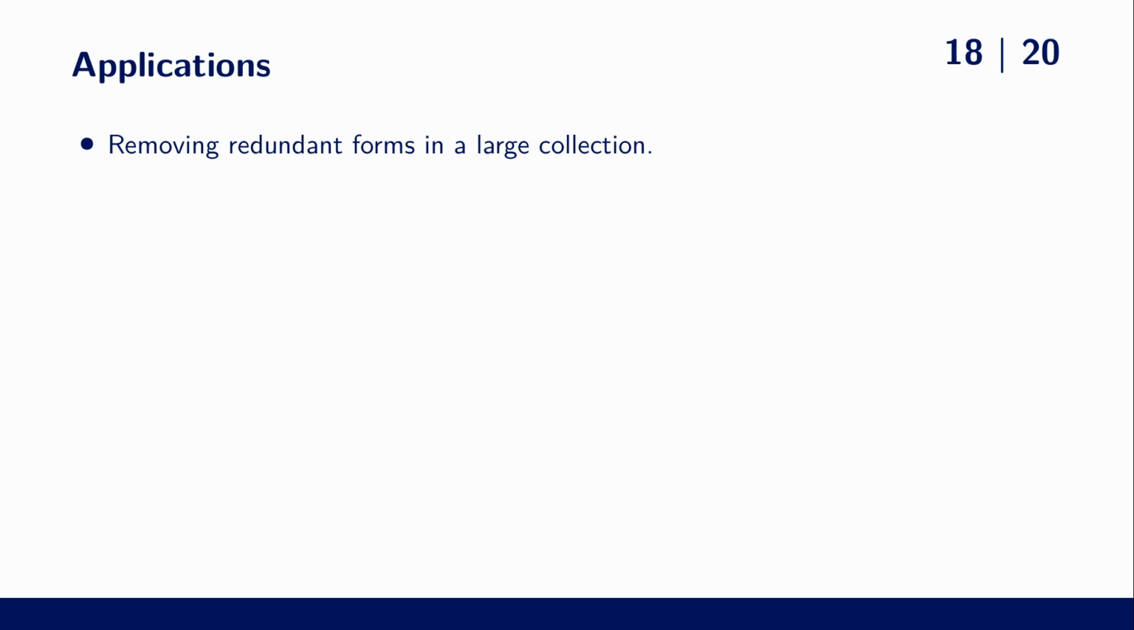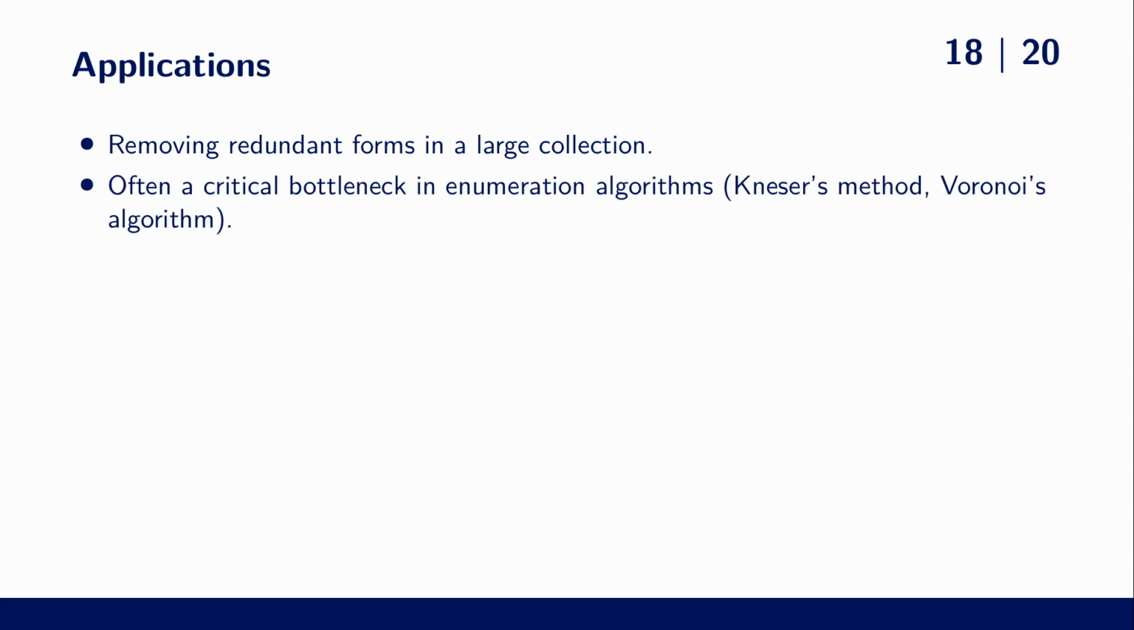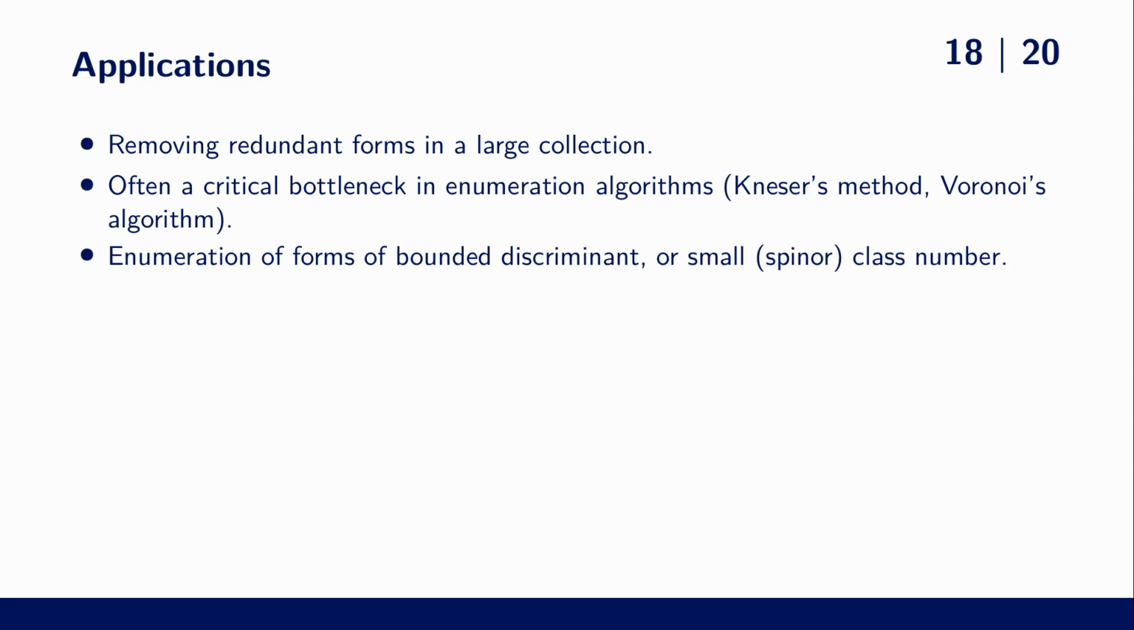Now, some applications. Well, in general, the main application is removing redundant forms in a large collection. And this is often a critical bottleneck in enumeration algorithms, such as Kneser's method and Voronoi's algorithm. So what these methods do is they generate a lot of forms, and then they have to remove the duplicates to find just a complete list of what they want to find.